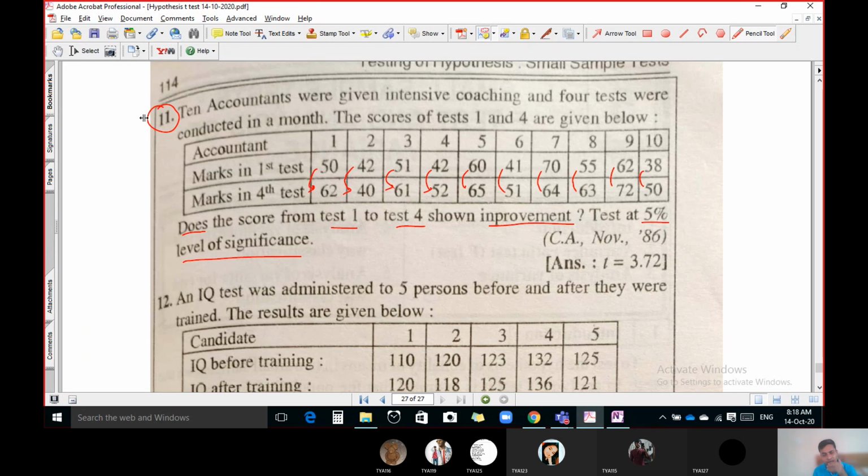So now just tell me, how can you know that paired t-test is applicable in this question? Any of you? How can you know that paired t-test is applicable for this question?